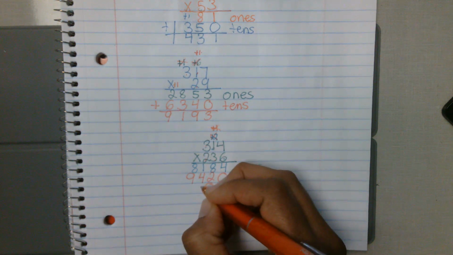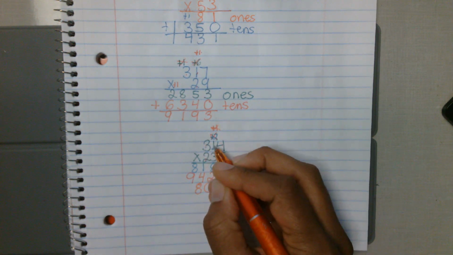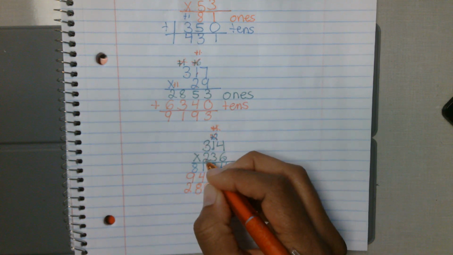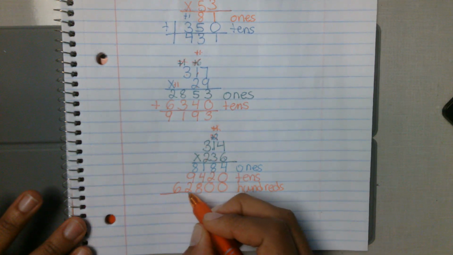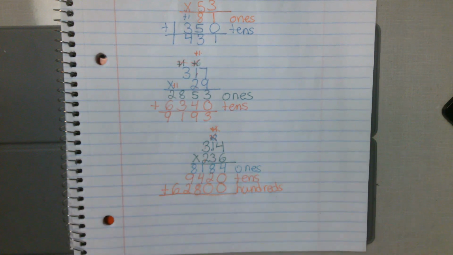2 times 4 is 8. 2 times 1 is 2. And 2 times 3 is 6. And notice how I just keep moving out. And then I'm going to add everything up.